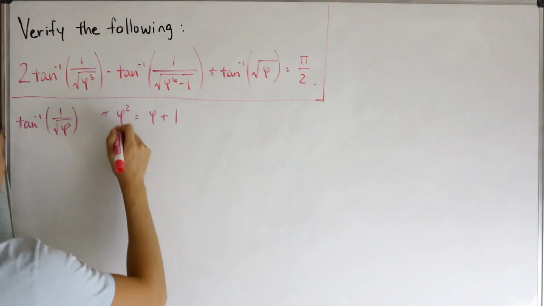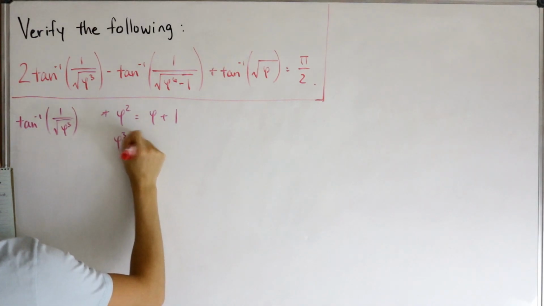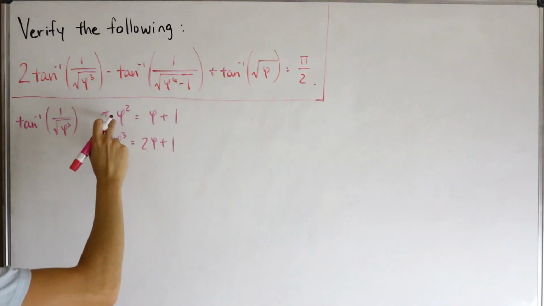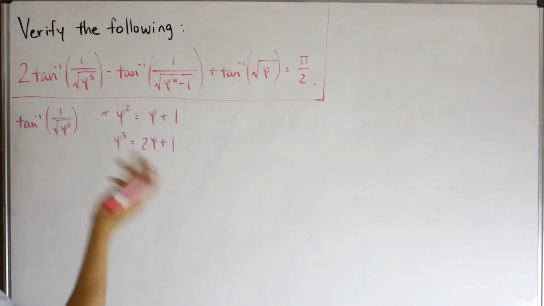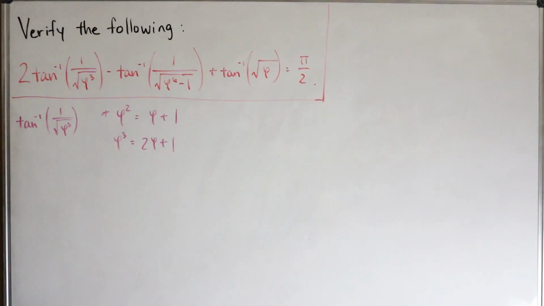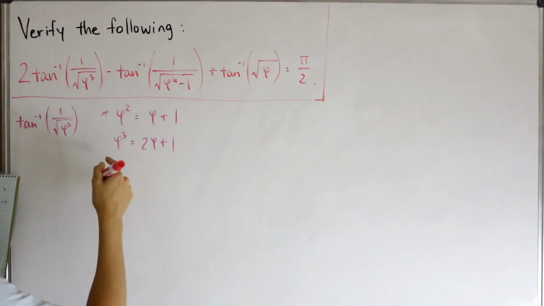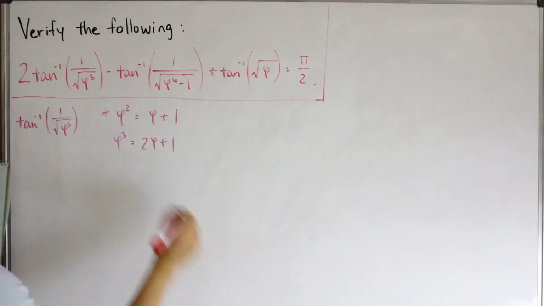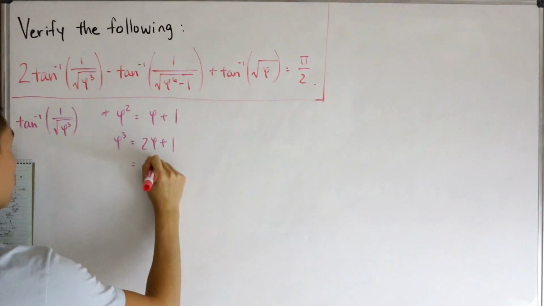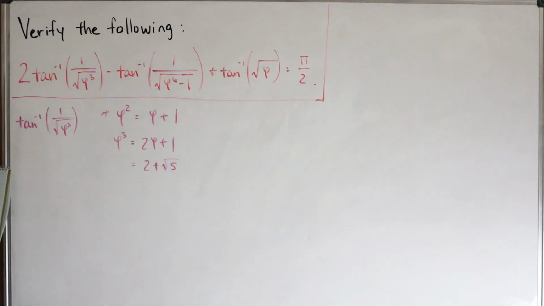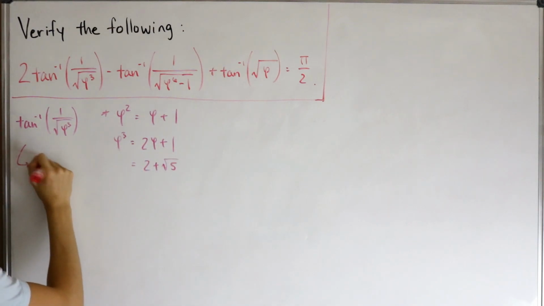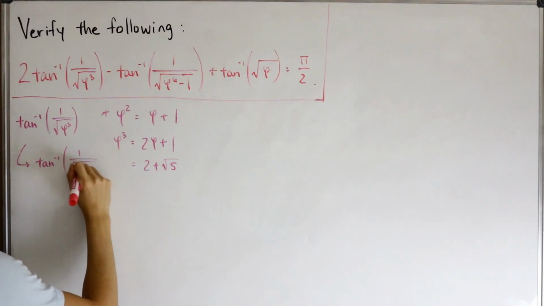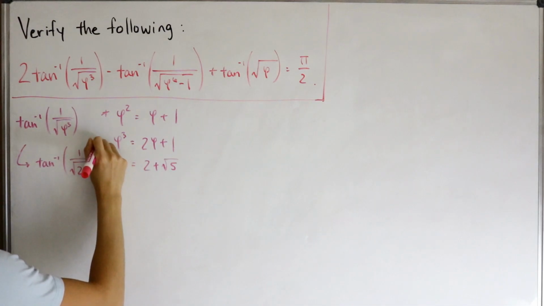Another property: if I have phi cubed, that's also equal to 2 phi plus 1. I just add another phi, so that means phi squared plus phi, and then you could rewrite that and it leads to phi cubed. In other words, that's the same thing. So when I replace phi with the value of 1 plus the square root of 5 divided by 2, that can be written as 2 plus the square root of 5. So this can also be written as the inverse tangent of 1 divided by the square root of 2 plus the square root of 5.